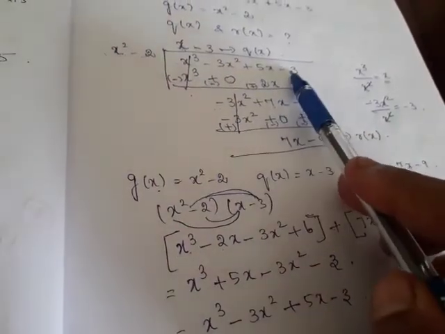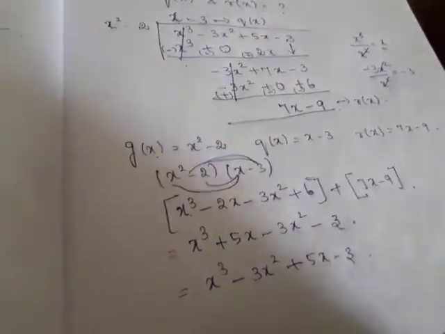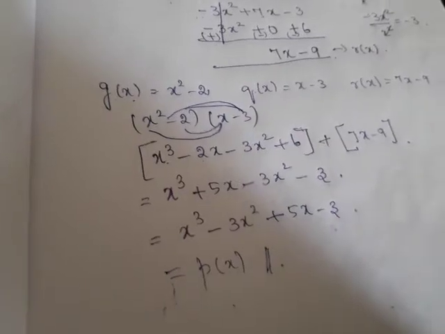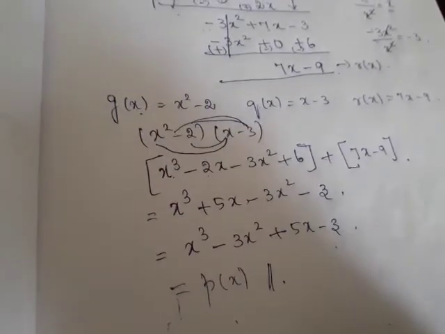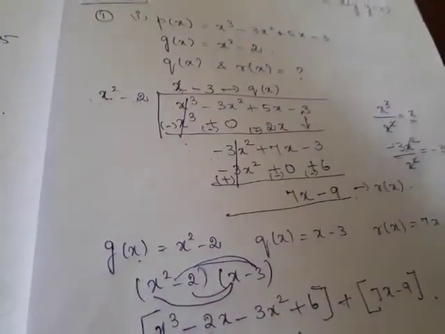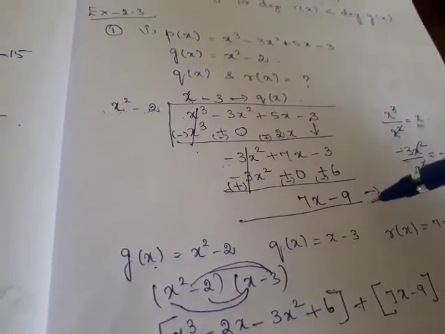See, exactly the same p of x which is given in the question. So we arrived at p of x. Thus the division algorithm holds good for polynomials even. But in the exercise question they didn't ask you to verify. They just asked you to find out the quotient and the remainder.